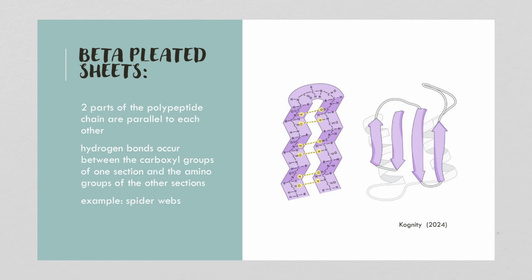In beta pleated sheets, 2 parts of the polypeptide line up parallel to each other, and hydrogen bonds occur between the carboxyl groups and the amino groups of the opposite sections. And we represent that in a drawing with these flat arrows. And you can see that they're lining up anti-parallel to one another. So one arrow will point that way, the other one that way, and so on. So if you see these drawings, that's the beta pleated sheets. An example of a protein that has a lot of beta pleated sheets would be spider webs.